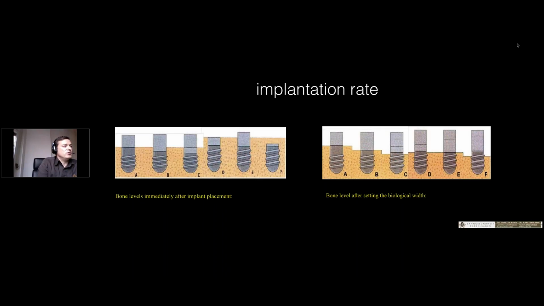The dark gray color shows the rough surface, and the brighter gray color shows the machined surface. And you see it from A to F. If you look at E and F on the right side, you see you're losing much more bone. So with a machined surface implant, it is not allowed to go much deeper under the bone, because after this you will lose the buccal bone.